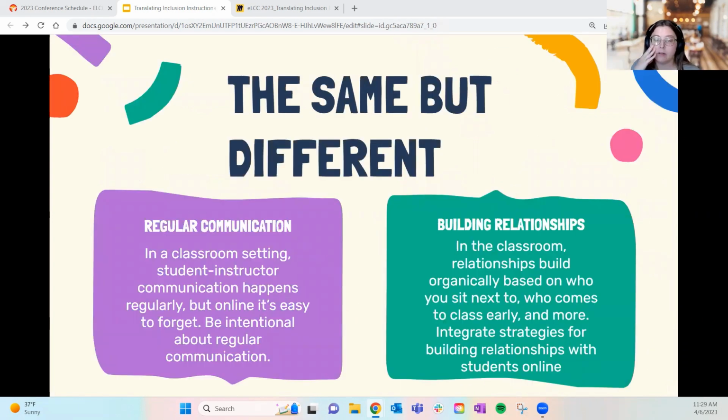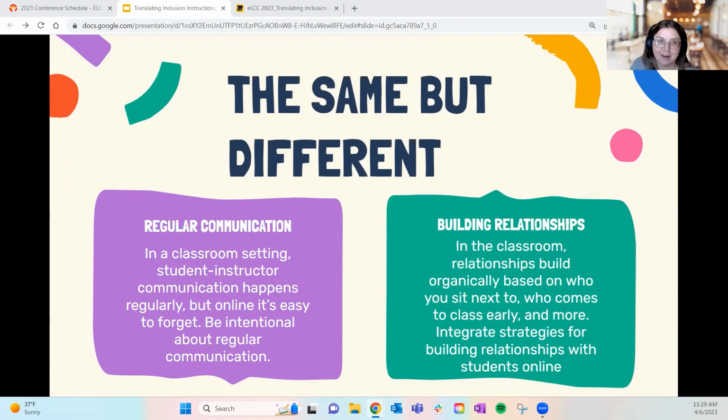To illustrate this point a little further, I want to show a couple of examples that are the same but different, some of these best practices for online inclusion. So we know, especially in the online space, that there is this really big importance for regular communication with students. And there's also this large focus on strategies for building relationships with students online. So as far as regular communication goes, if you're in person in a classroom setting, student to instructor communication happens regularly when they're in the classroom.